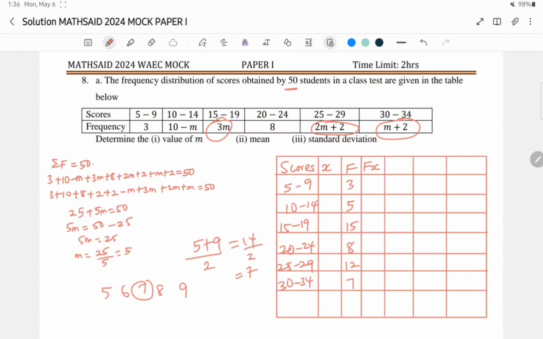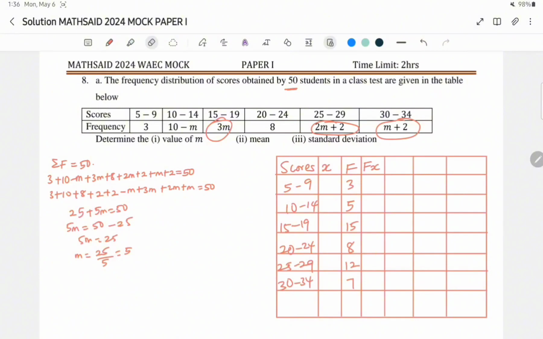But because usually we can have, for example, if it is an ogive, in this case, you can have 4.5 and 9.5. So it will be just easier to just add the two limits, then divide it by 2.